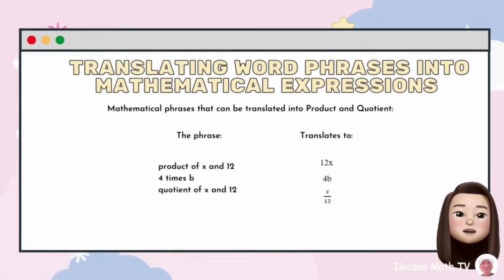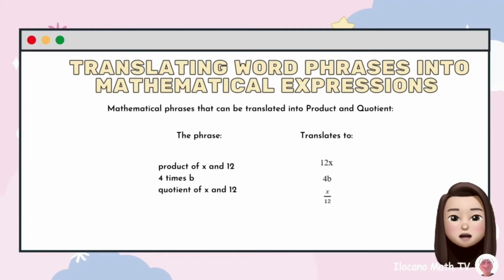There are also a wide variety of phrases that can be translated into products and quotients. The examples of these are the phrase product of x and 12 translates to 12x. Next, the phrase 4 times b translates to 4b. And lastly, the phrase quotient of x and 12 translates to x over 12.